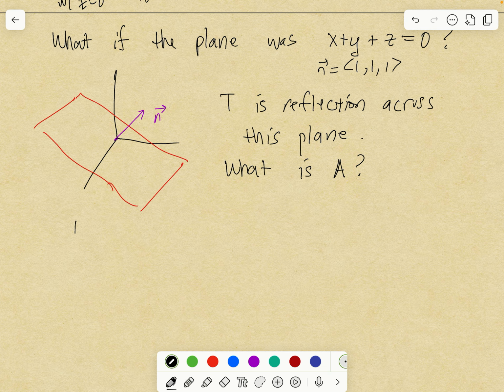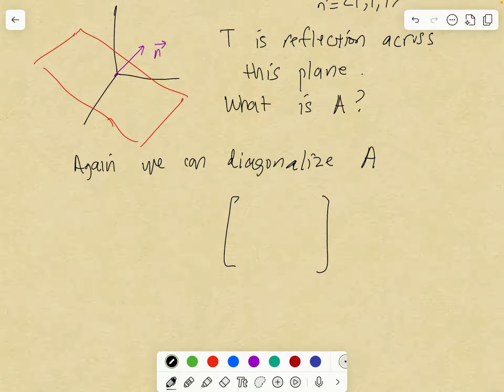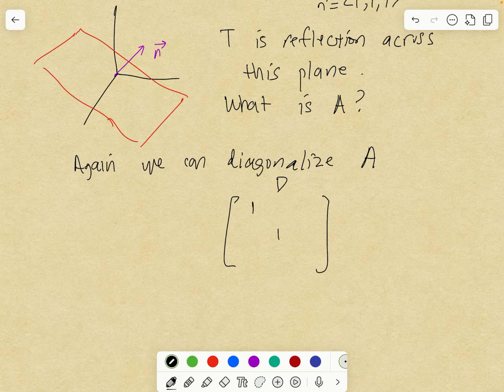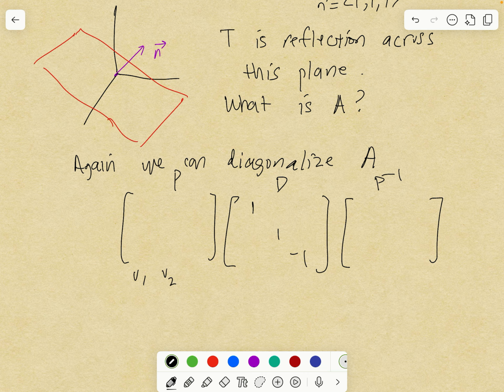So again, we can diagonalize A, because now our diagonal matrix D is again going to be 1, 1, negative 1. Now for P, we have lots of different options. If we chose the numbers in descending order, so they're 1, 1, negative 1, then again we need v1 and v2 to be eigenvectors with eigenvalue 1, so they need to be independent vectors on this plane.